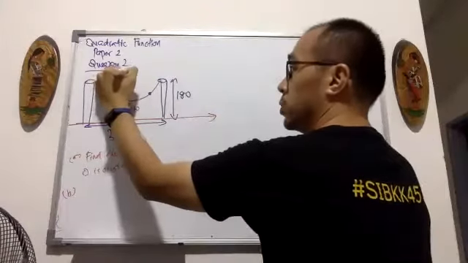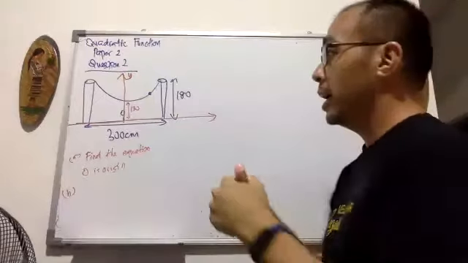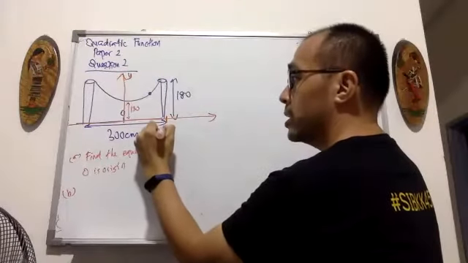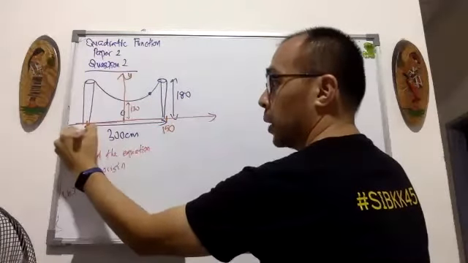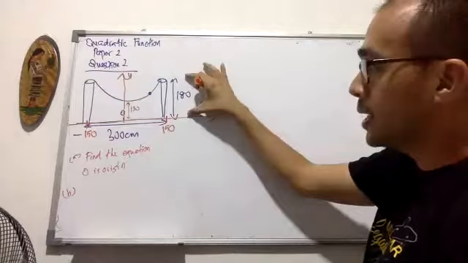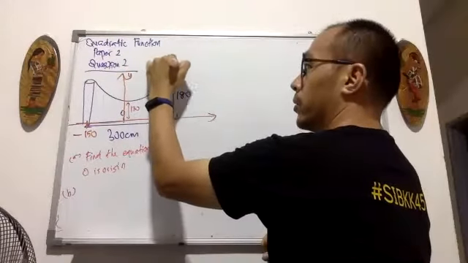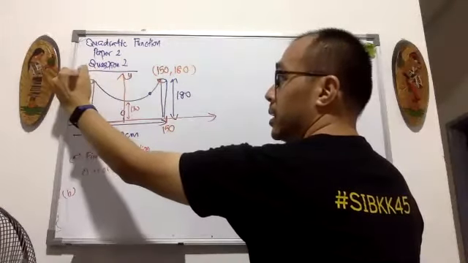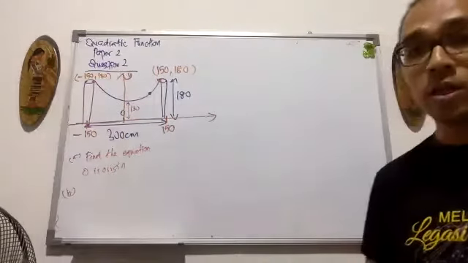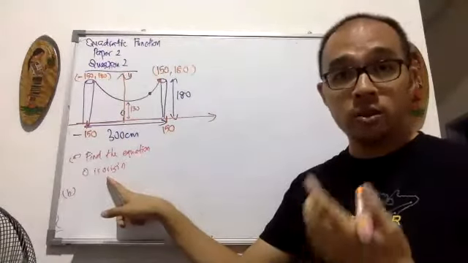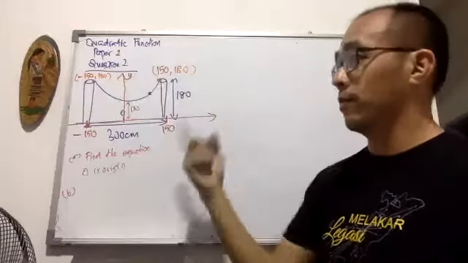Now, if from pole to pole is 300, therefore I can say that this coordinate over here is 150, and this over here is negative 150. And because the height over here is 180, therefore this is (150, 180). The other side will be (-150, 180). So this piece of information, that 0 is the origin, is actually a very important piece of information. It tells us how to build the graph from here.